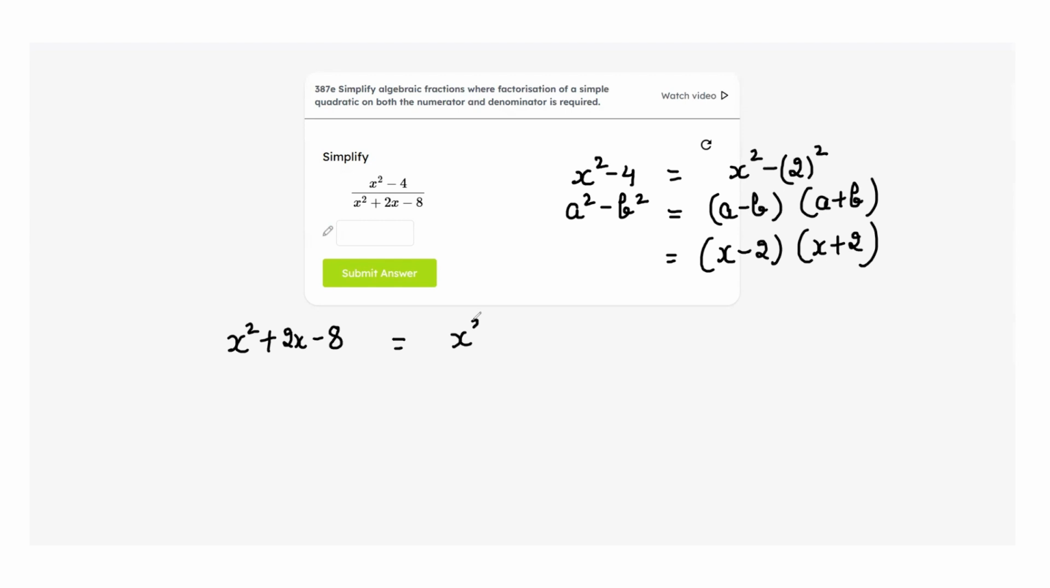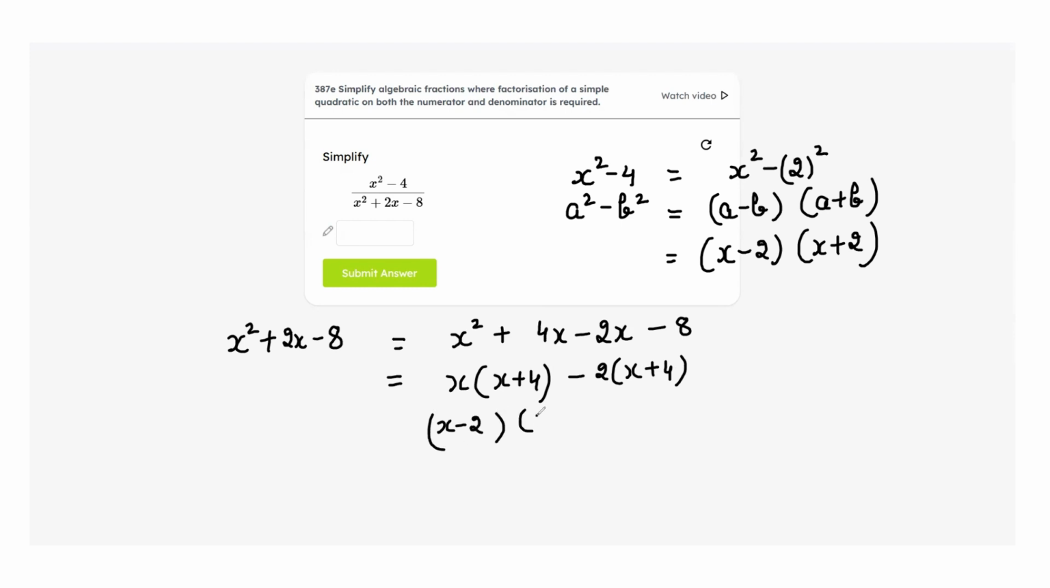We can split the middle term as plus 4x minus 2x minus 8, which equals x. We will take common: it would be x plus 4 minus 2 into x plus 4. Then it would be x minus 2 into x plus 4. Now we already got the factors of the numerator as well as the denominator. Now we will substitute the values in it.